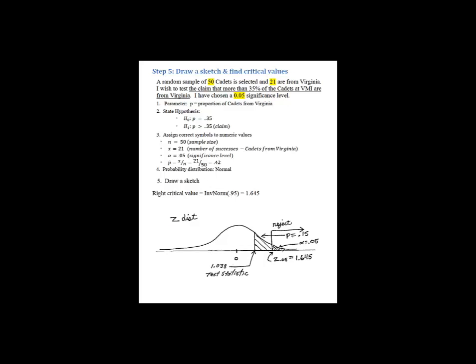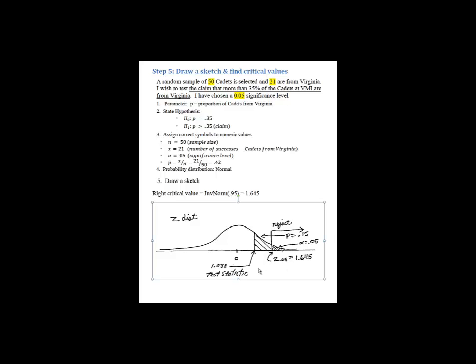Now we do our sketch and lay out our framework for making our decision. Since the claim was greater than, we know it's going to be a right-tailed test. And in the right tail, that's the rejection region, I'll put 0.05 probability. That's my significance level right here. I'll need to have the critical value, that z value that has 0.05 probability to the right. I can get that by just looking at inverse norm 0.95, which is the area to the left of the critical value, and the calculator will give me 1.645.